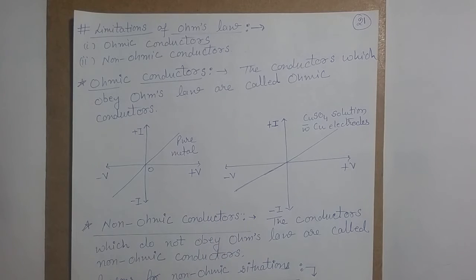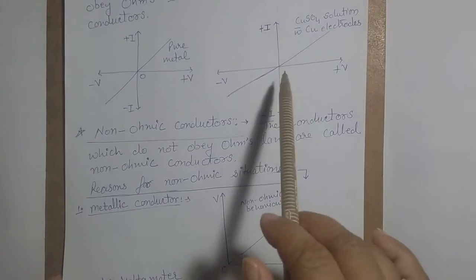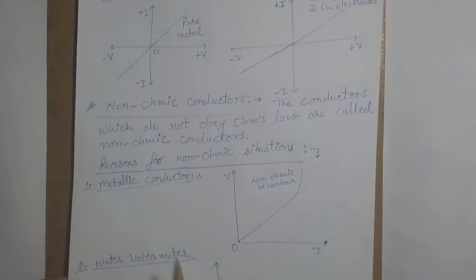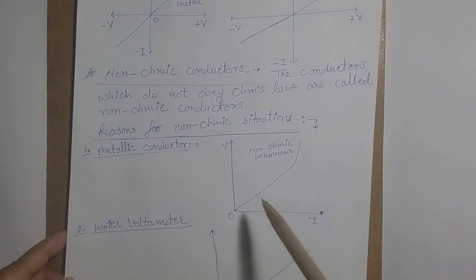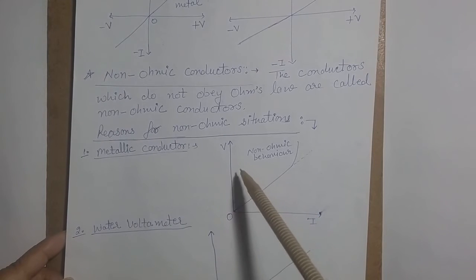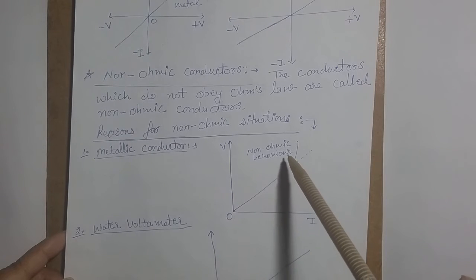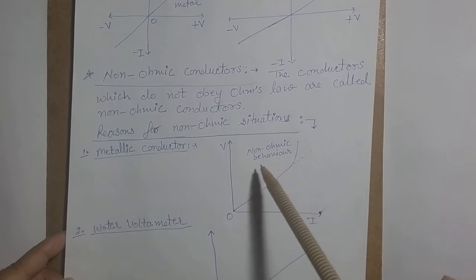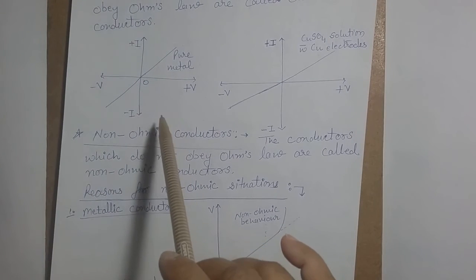But in case of non-ohmic conductors, they do not obey Ohm's law. So we are not getting a straight line graph. That is, V is not directly proportional to the current. So in case of metals as well, we are having non-ohmic conductors. Initially V is proportional to I, but if the temperature is further increased, the conductor shows non-ohmic behavior. So what is the basic difference between this type of metallic conductor and this type of metallic conductor?